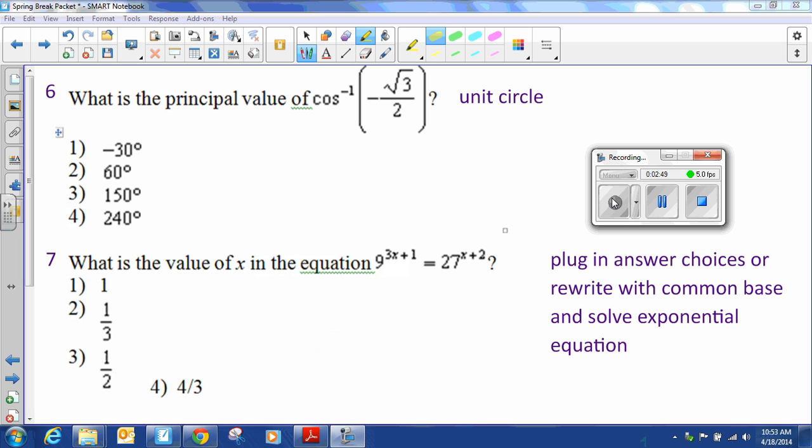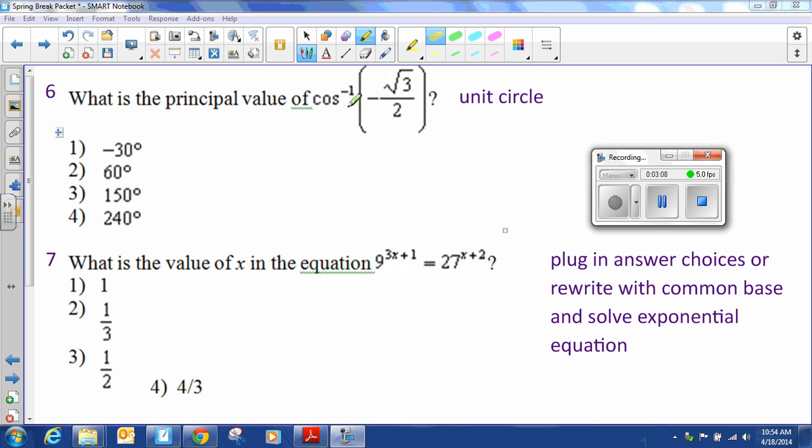Number seven, you could also just plug in your answer choices into the calculator. You can just go through, or you can just work it out on paper. Take your 1, plug it in here. 9 to the fourth power equals 27 to the third power. See if that gives you an identity.